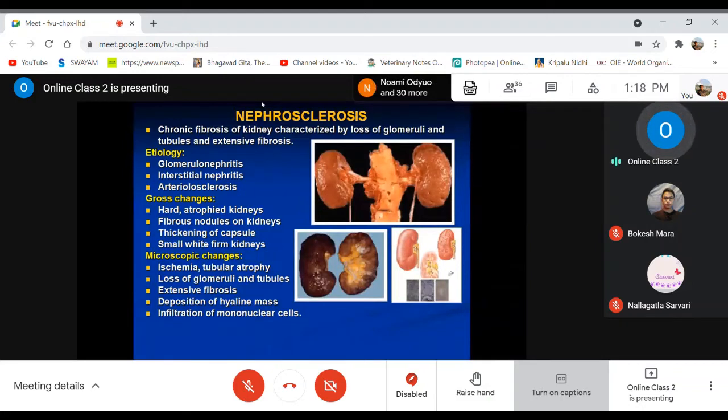Okay, and mostly it may be due to glomerulonephritis, a severe type of glomerulonephritis, interstitial nephritis, and arteriosclerosis, meaning the renal vessels, the arteries, are showing sclerosis, thickening and hardening of the vessel walls. So this may be the reason that the kidney is also showing a fibrotic or sclerotic condition, right? And if you see the affected kidneys grossly, they used to be very much atrophied.